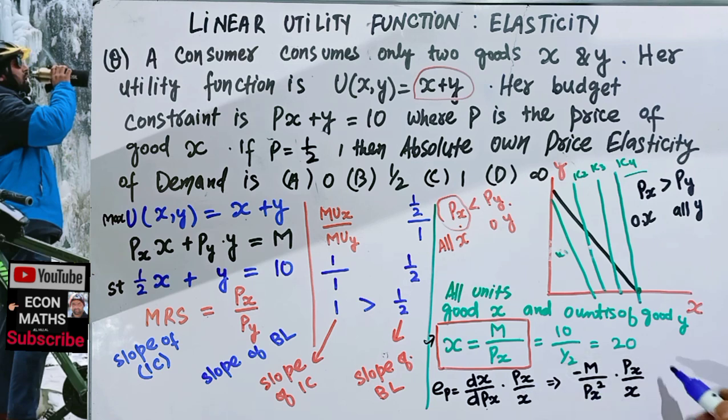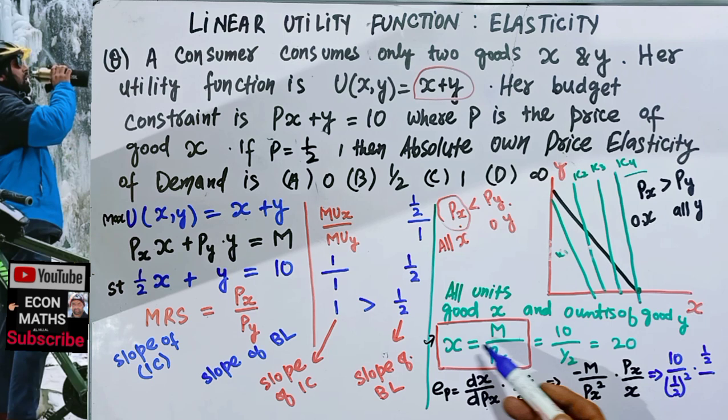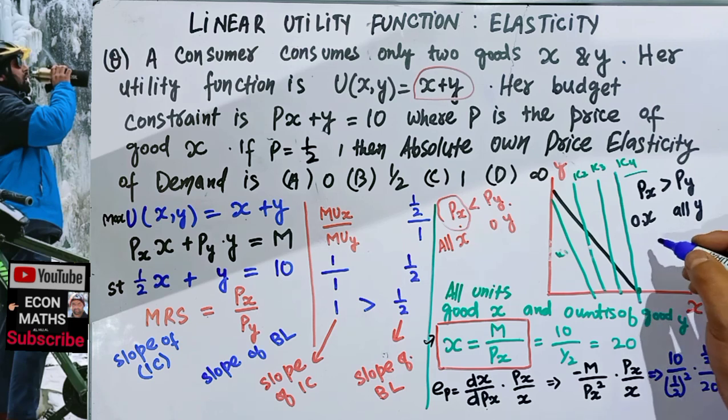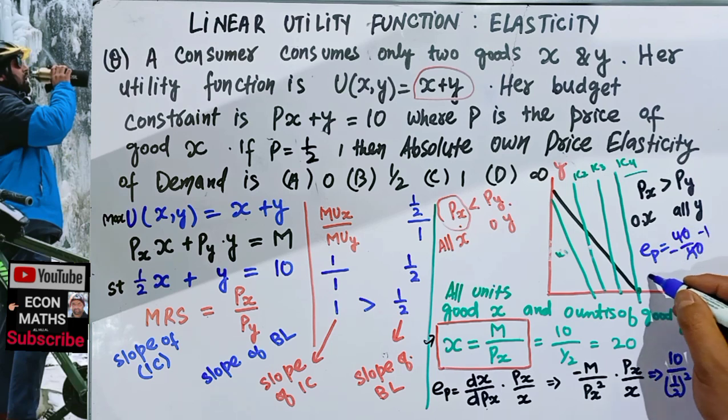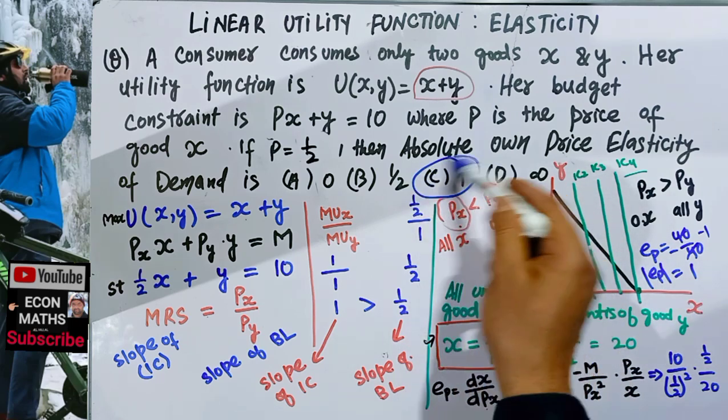m is given as 10, which implies we have 10 divided by px square. So px is 1 upon 2, squared, times px is 1 upon 2, divided by x. We calculated it came out to be 20. Solving this, it will come out to be 40 divided by 40, obviously negative, so it comes out to be minus 1. That means absolute price elasticity of demand will be equal to 1. So the correct option should be option C.